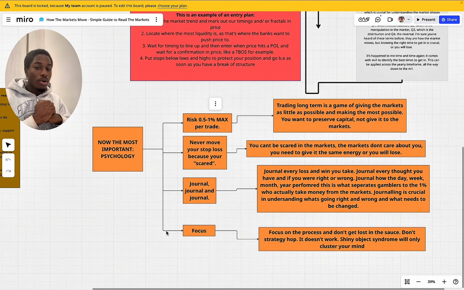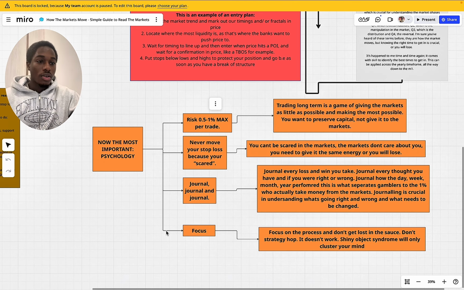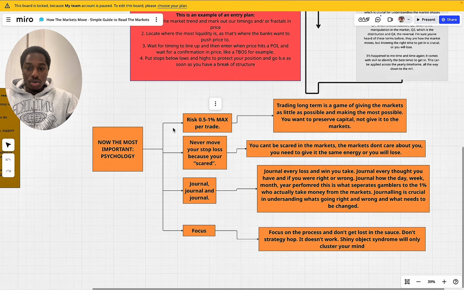Now, the most important part, this is definitely the number one thing of trading. This is the one thing that holds a lot of people back: psychology. I'm going to be running through everything that you need to know about psychology. Number one, most important to manage your risks effectively. Risk is 0.5 to 1% max per trade, not more, not less. I mean, you can risk less if you want to, but risking 1% max per trade is the exact maximum that you want to be going to.